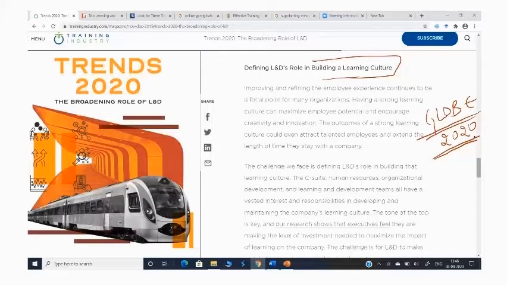Because our behavior speaks about the culture of our workplace, and training and development has a very important role, isn't it? Because in training and development, what is getting influenced? The cognitive process, isn't it? Training and development is a cognitive process. It is trying to make you aware about something.